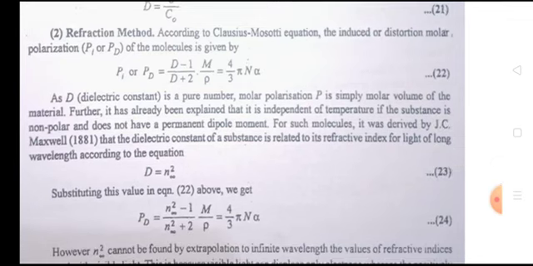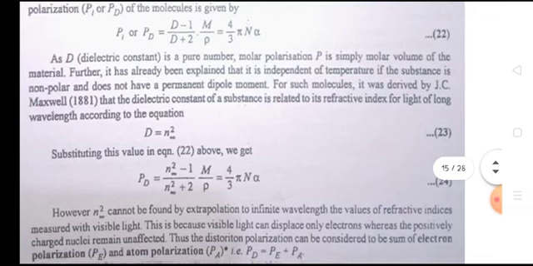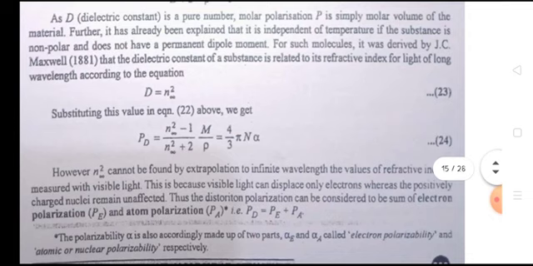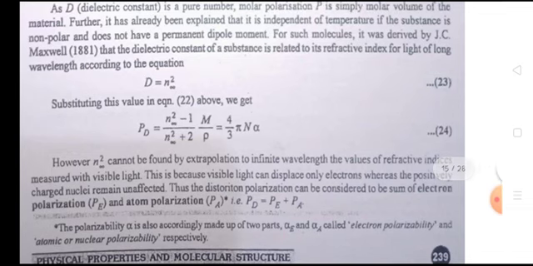Second, the refraction method. According to the Clausius-Mossotti equation, the induced distortion is the molar polarization of the molecules. As D is a pure number, molar polarization P is simply the molar volume of the material. Further, it has already been explained that it is independent of temperature if the substance is non-polar and does not have a permanent dipole moment. For such molecules, it was derived by J.C. Maxwell that the dielectric constant of a substance is related to its refractive index for a long wavelength. According to the equation, D is equal to n infinity square.